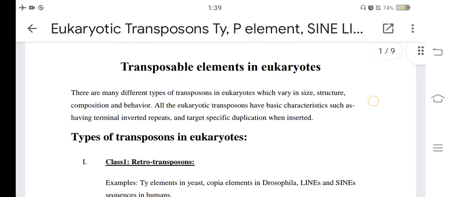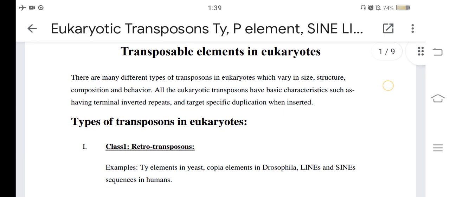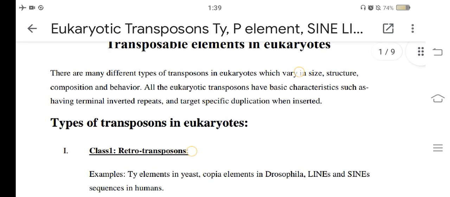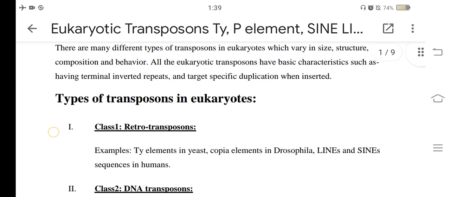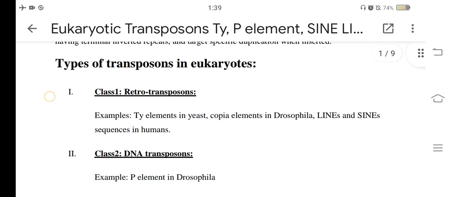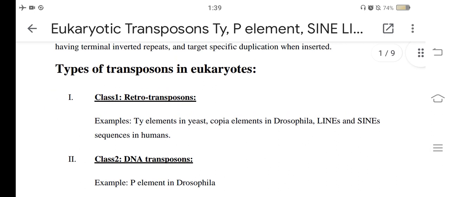Next topic, transposable elements in eukaryotes. There are many different types of transposons in eukaryotes which vary in size, structure, composition and behavior. All the eukaryotic transposons have basic characteristics such as having terminal inverted repeats and target specific duplication when inserted.